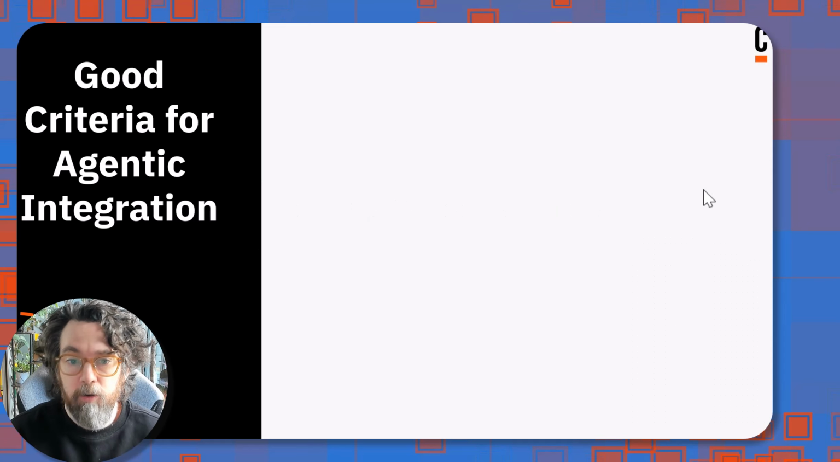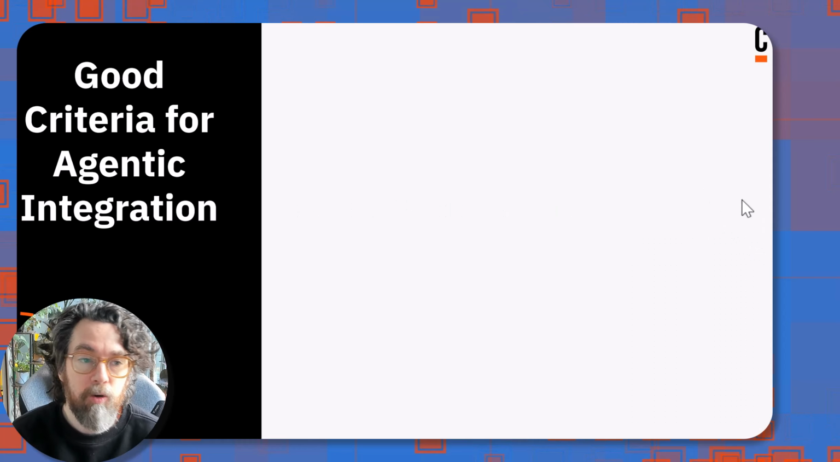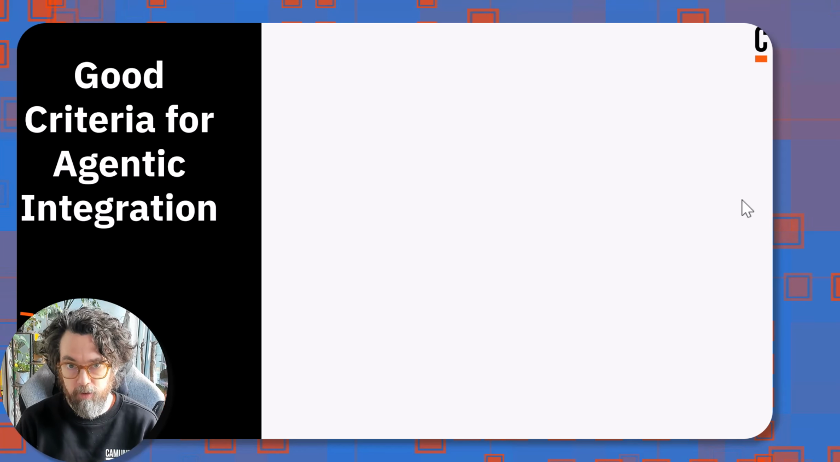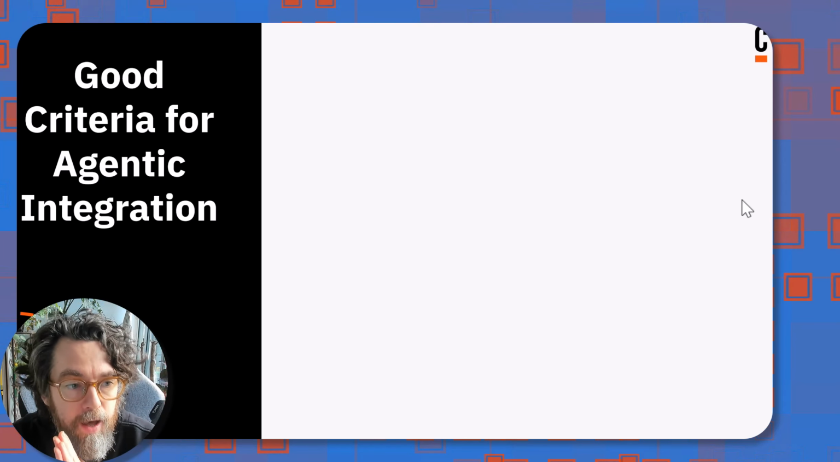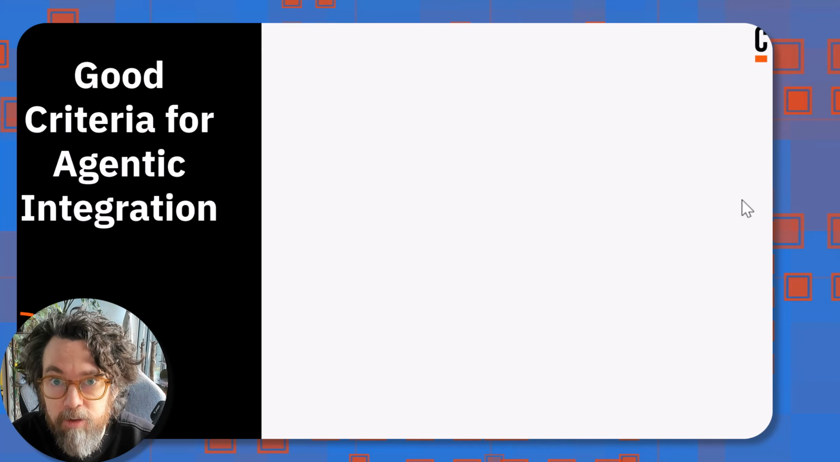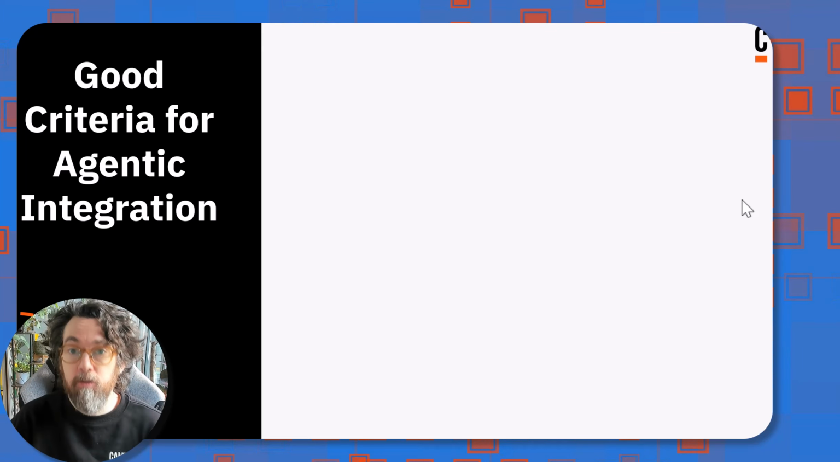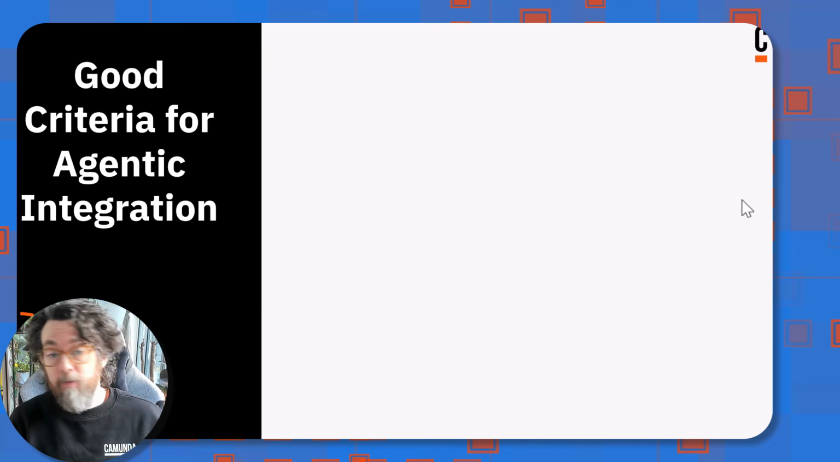The first thing I'll show, of course, is what are good criteria for Agentic Orchestration. So if you're already thinking about using Camunda's Agentic Orchestration, how do you go about finding out you're using it for the right kinds of things? We have a very simple checklist here.